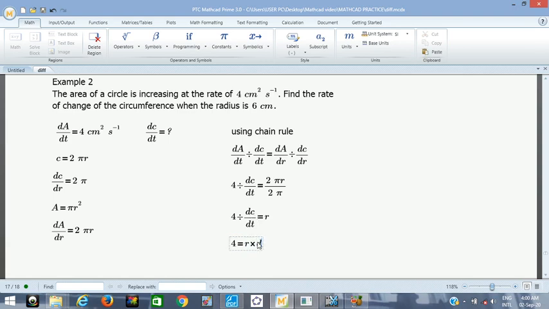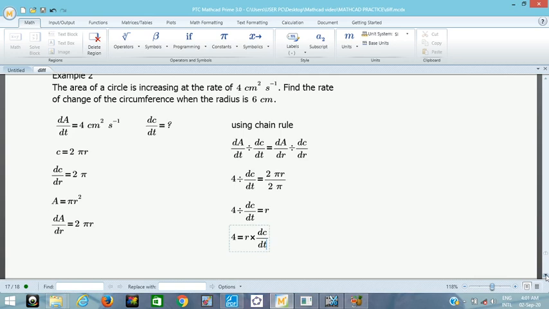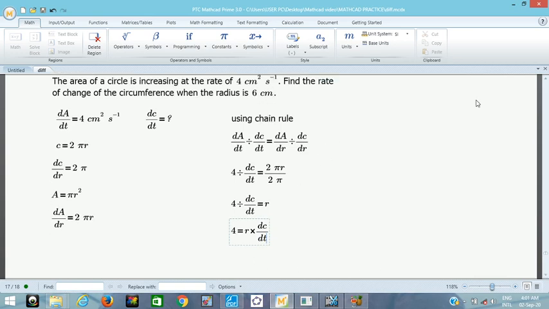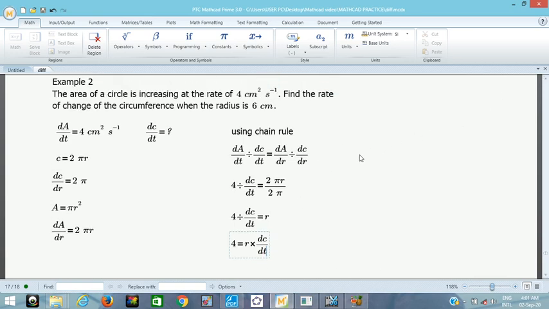So r times dc dt. Then if you divide both sides by r, our final result is going to be, let me just do it here. When you divide both sides by r, the final result will be dc dt will now be equals to 4 divided by r, 4 divided by r. So you can see we have proved a formula for dc dt.